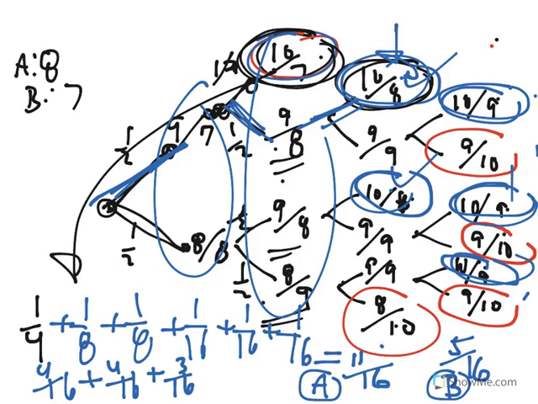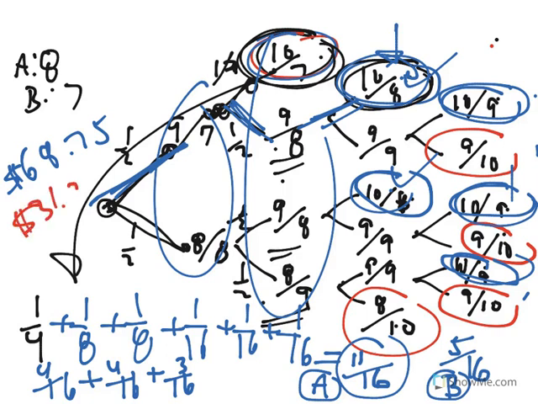As far as $100 go, 11/16 of $100 is $68.75, and 5/16 of $100 is $31.25.